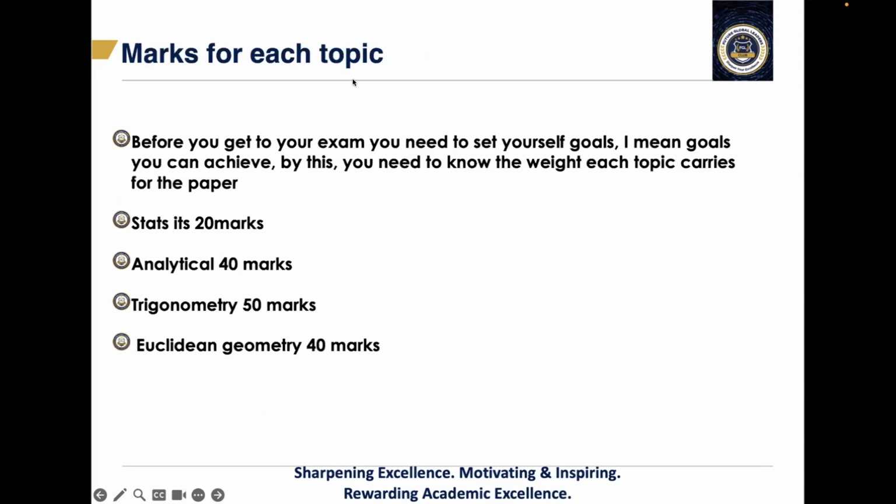So one thing that I did here is that what is it that is needed from you as you are getting to your exam when it comes to paper 2. Before you go to your exam, you need to set yourself goals. That's the first thing. And when we're talking about goals, we are referring to goals that you can achieve.